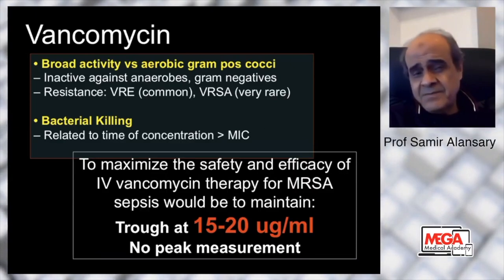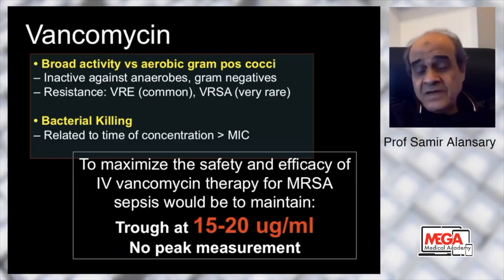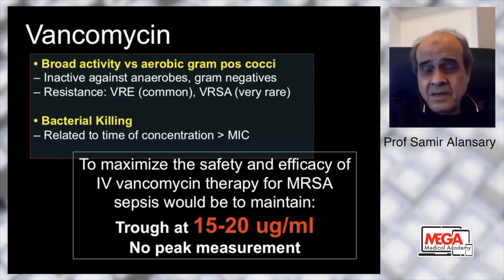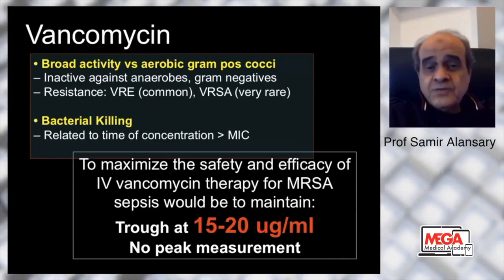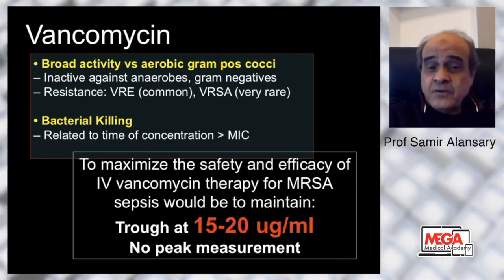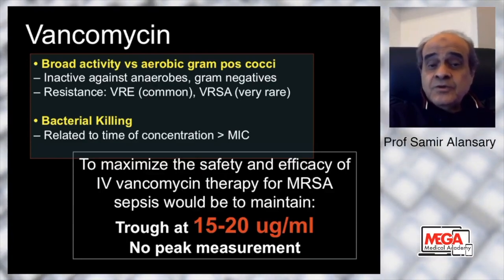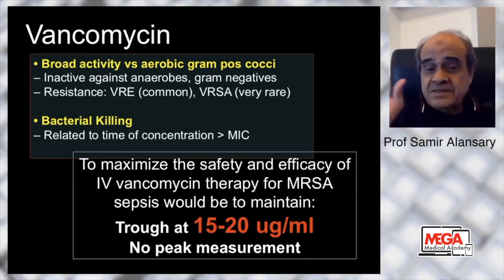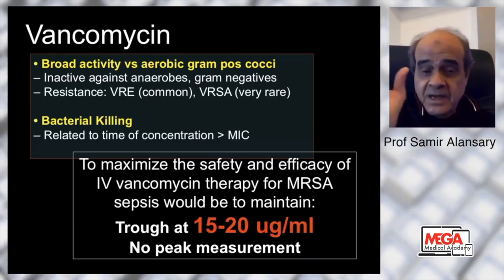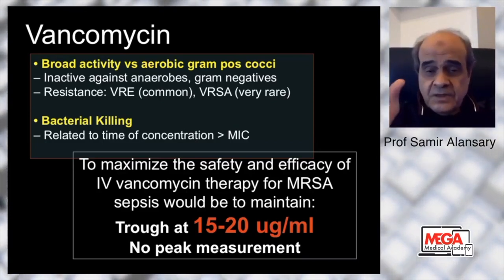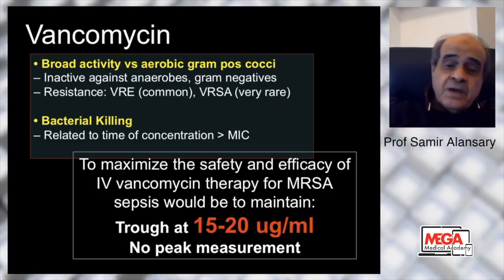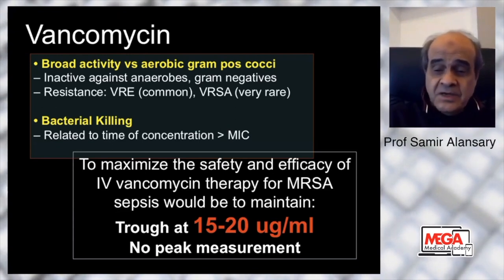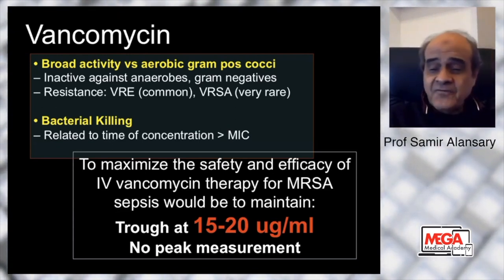So some prefer giving it through infusion, or giving a large dose at the start, about 30 milligram per kg. To maximize the safety and efficacy of intravenous vancomycin therapy for MRSA sepsis, maintain a trough level of 15 to 20 microgram per ml. This is the optimum therapeutic level of vancomycin in treatment. There are no peak measurements with vancomycin, only trough, and you measure the trough after 4 days.